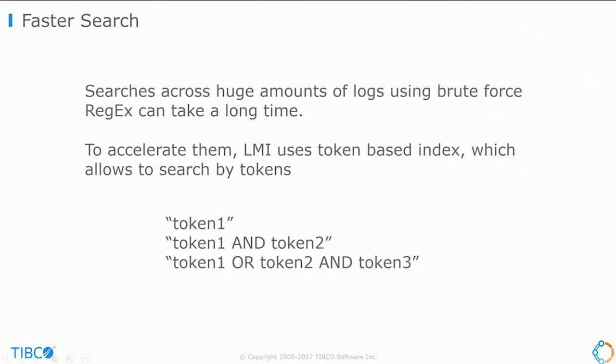So how did we do it? First, let's take a look at understanding some things. So faster search. Searches across huge amounts of log data using the brute force regular expressions can take a long time, and that's what we saw there in the legacy report for the regular expressions. So to accelerate them, LMI uses token-based indexes, which allows for searches to be done by the tokens themselves. As you can see here in this example, you can do a single token, you can AND multiple tokens, you can do a combination of ANDs or ORs or just ORs.